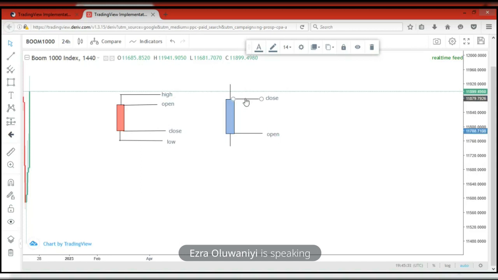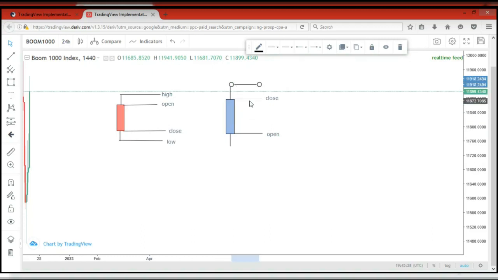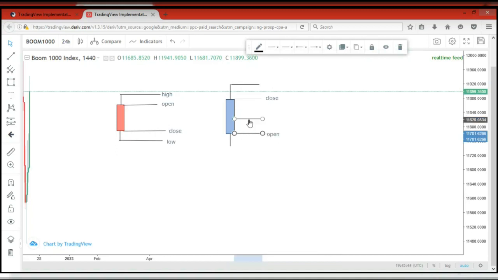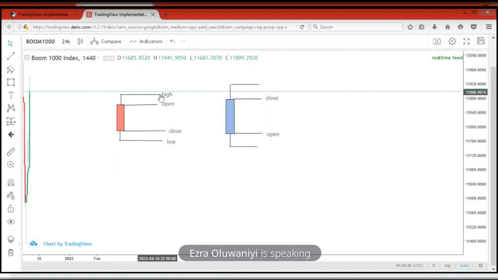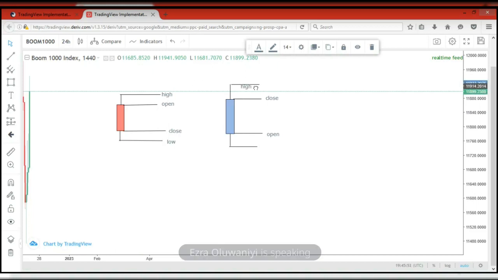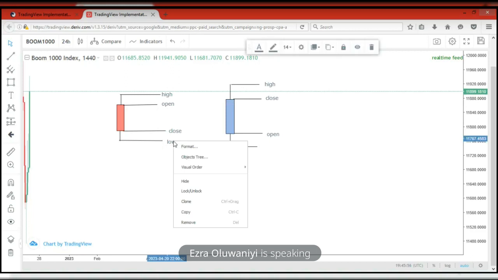Now, let me just proceed. Mark everything so that you can see it. High. All right. That place is high. Low. So that's the high, and this is the low.